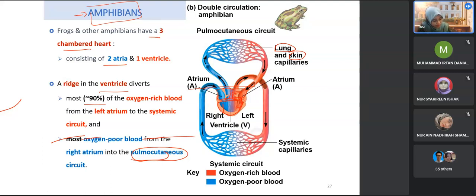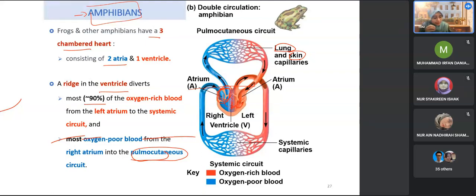A ridge, meaning here, if you look at the structure of the frog's heart, this is the right atrium. The right atrium will receive oxygen-poor blood from the systemic capillaries, and then into the ventricle, which also receives oxygen-rich blood coming from the left atrium. So there will be a slight mixture of blood here.